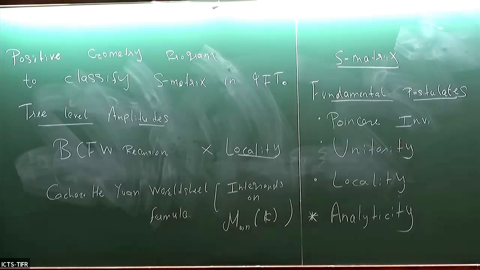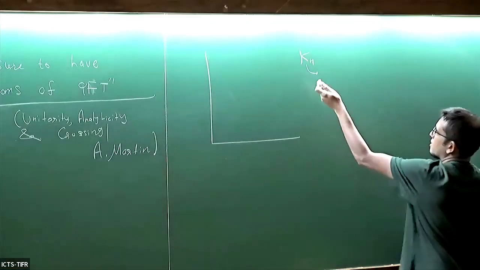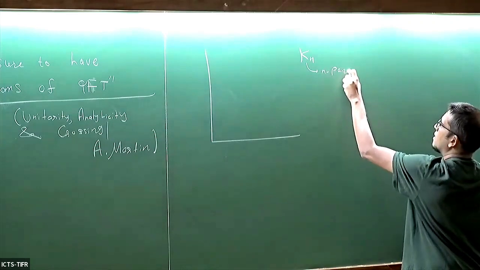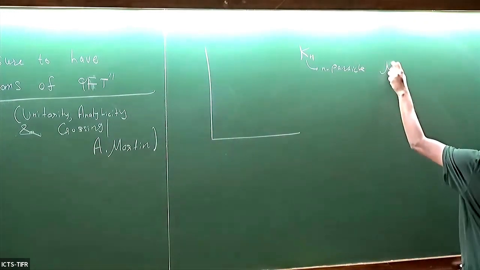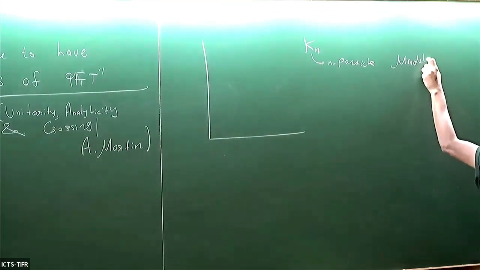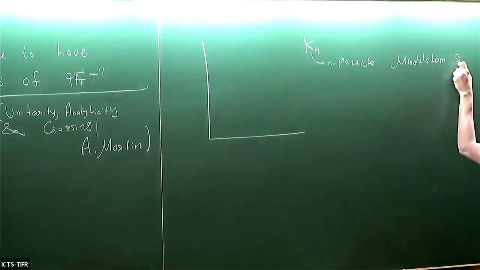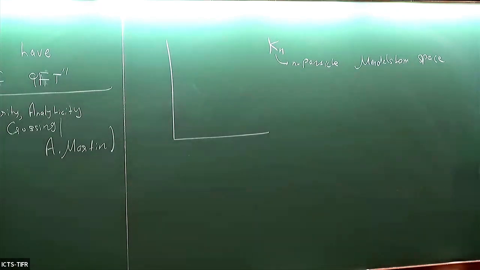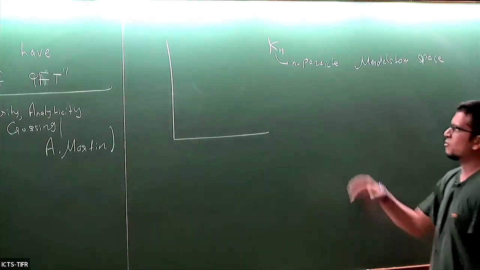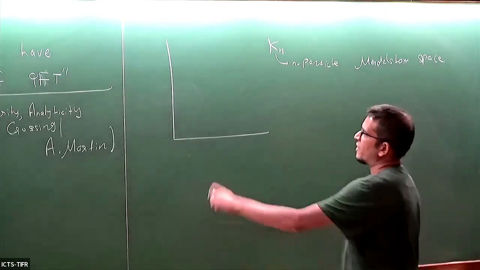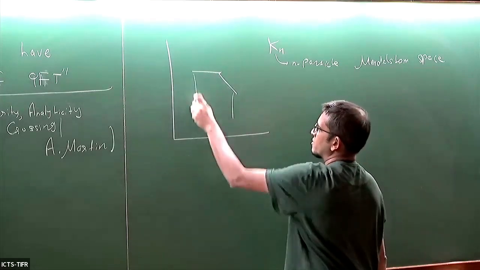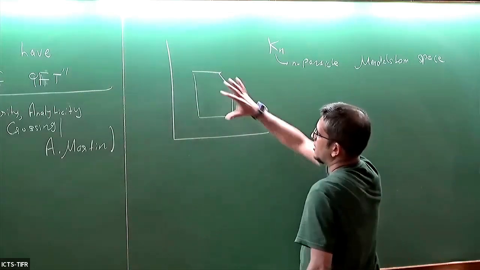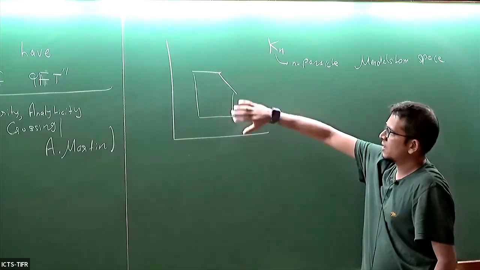So here is the picture that we will see. In the space of Mandelstams, I will always call this kinematic space, the n-particle Mandelstam space, and this space only assumes Poincare invariance. We haven't assumed anything else. And we will see in this space, hopefully by the end of the talk, that we will find some convex geometries. Let me just sketchily draw them like this.